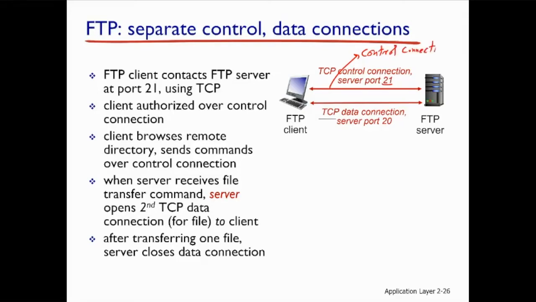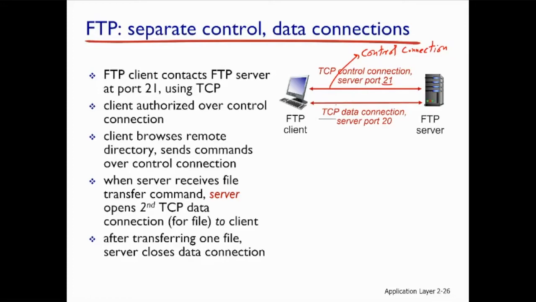Control connection means that it will contain all the control information, such as identification, passwords, command to change remote directory, command to put or get files, right? So these are all different control commands here. So it will establish a TCP connection through which we'll send passwords, usernames. We will send commands to change the directory, or to put or get files, right?